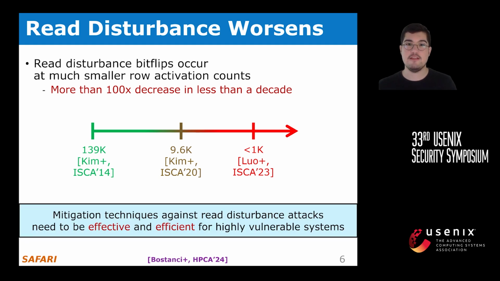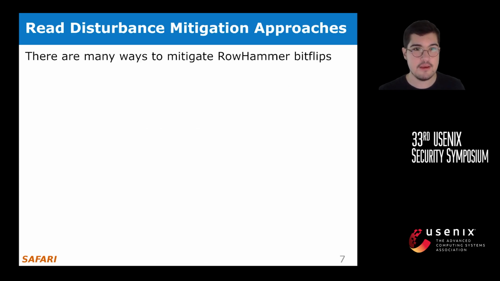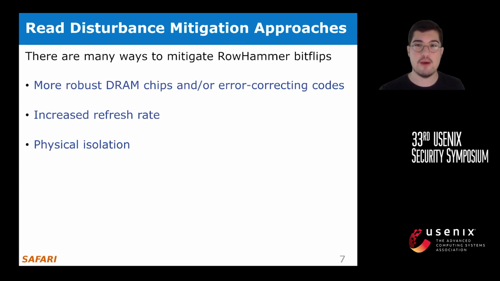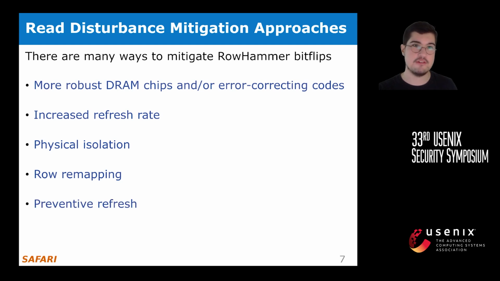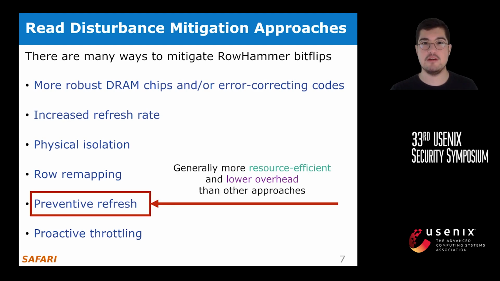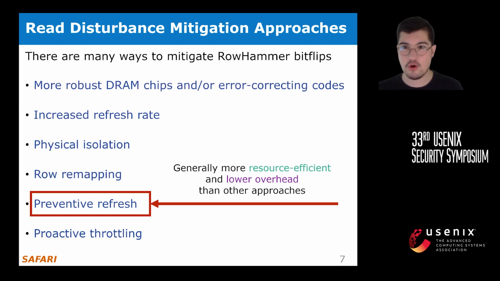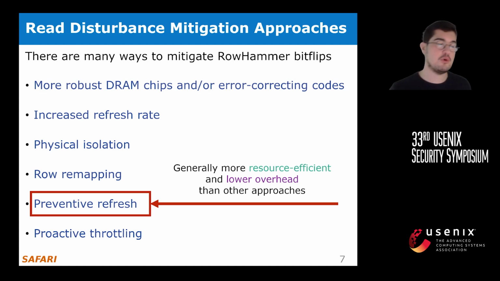Thus, we need effective and efficient read disturbance or RowHammer mitigations for highly vulnerable systems where only a few hundred activations are enough to induce a bit flip. There are multiple ways to mitigate RowHammer bit flips, each offering a different system design point in the performance, energy, and area trade-off space. Preventive refresh-based ones are promising because they tend to make more efficient use of resources and induce smaller performance and energy overheads.